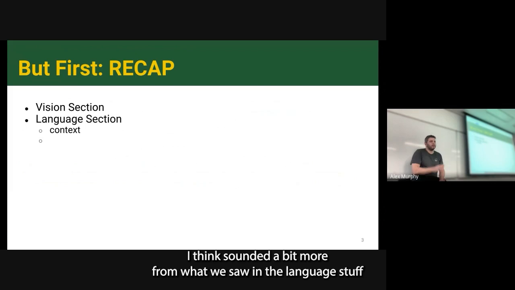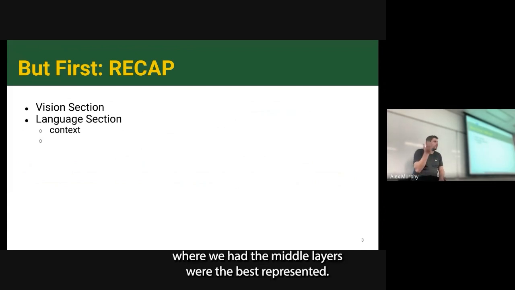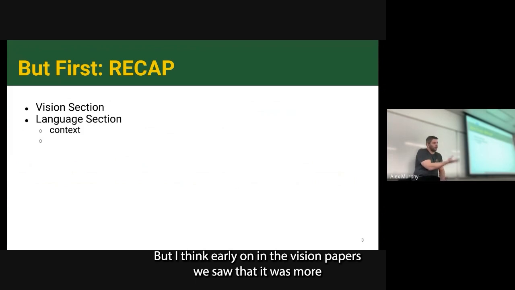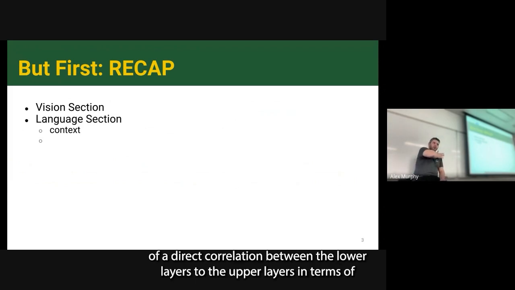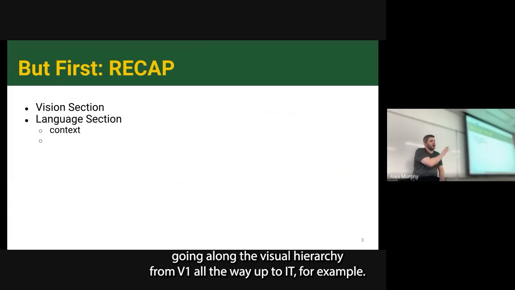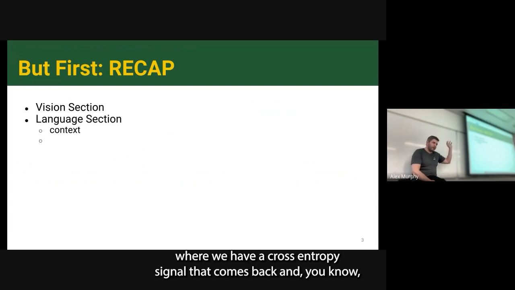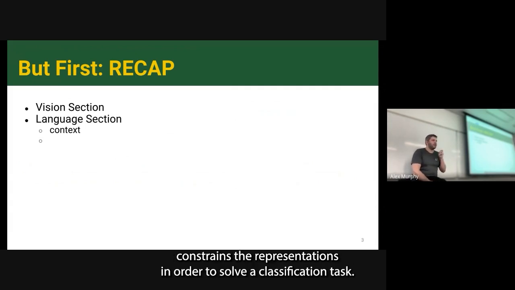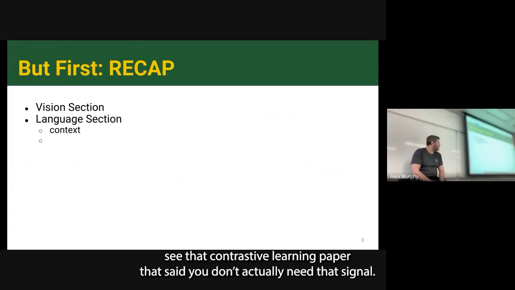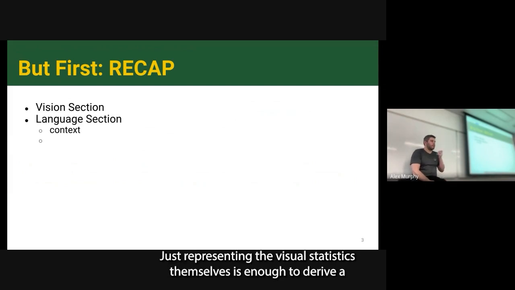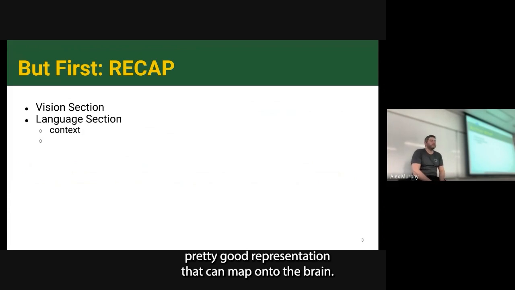What you began with sounded a bit more like what we saw in the language stuff, where the middle layers were the best represented. But I think earlier on in the vision papers, we saw more of a direct correlation between the lower layers and the upper layers, going along the visual hierarchy from V1 all the way up to IT, for example. But then we also had a few contrasting cases where we're using supervised learning, where we have a cross-entropy signal that comes back and constrains the representations in order to solve a classification task. And we did see that contrastive learning paper that said no, you don't actually need that signal. Just representing the visual statistics themselves is enough to derive a pretty good representation that can map onto the brain.